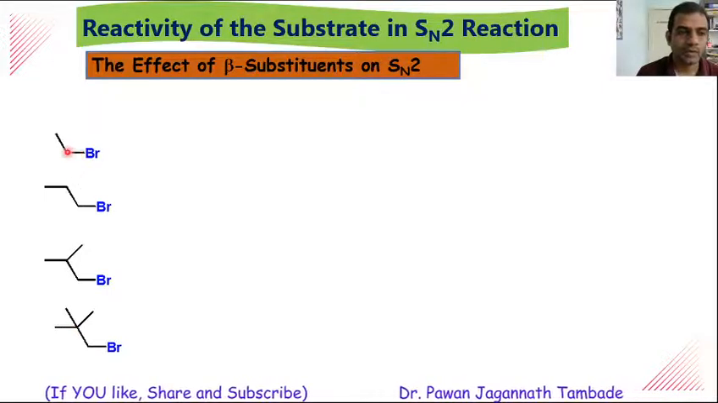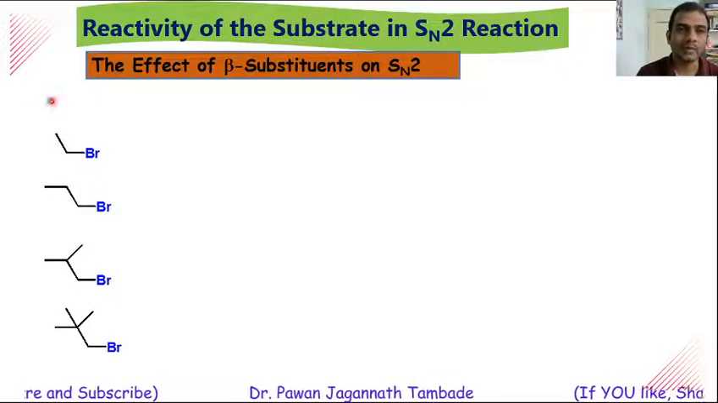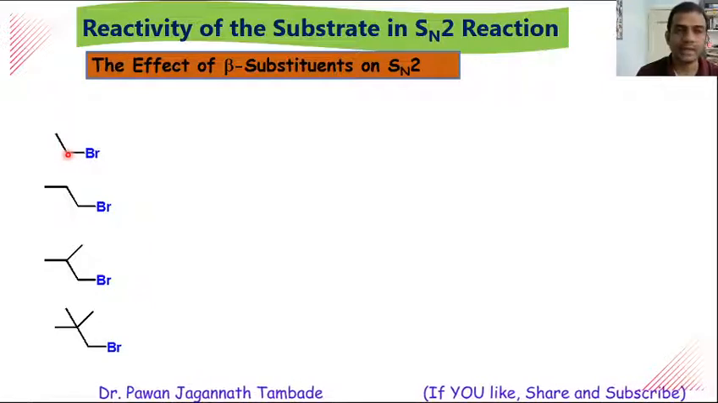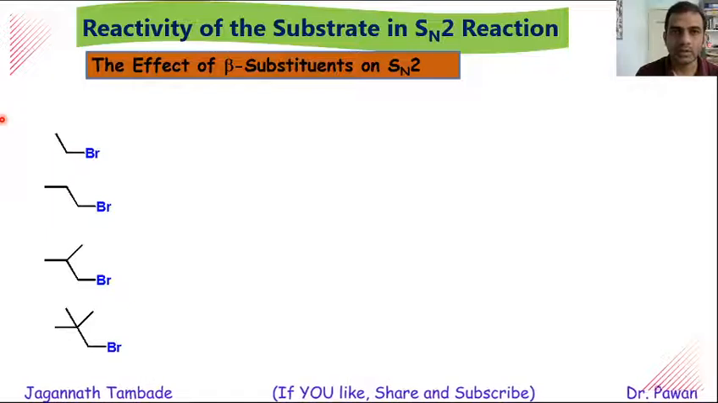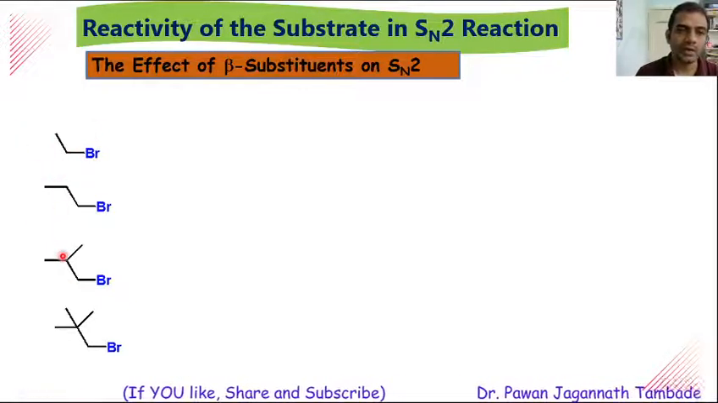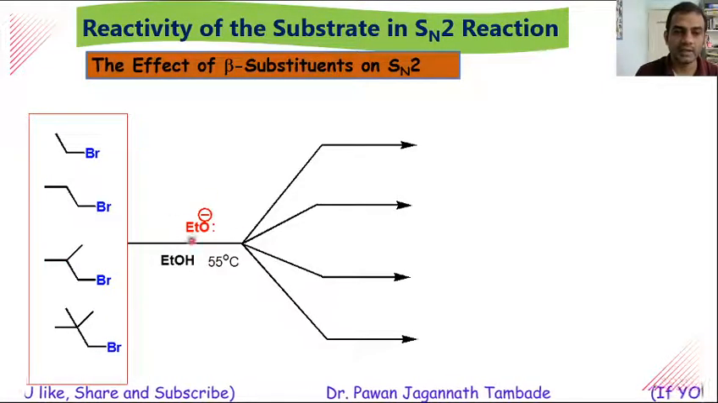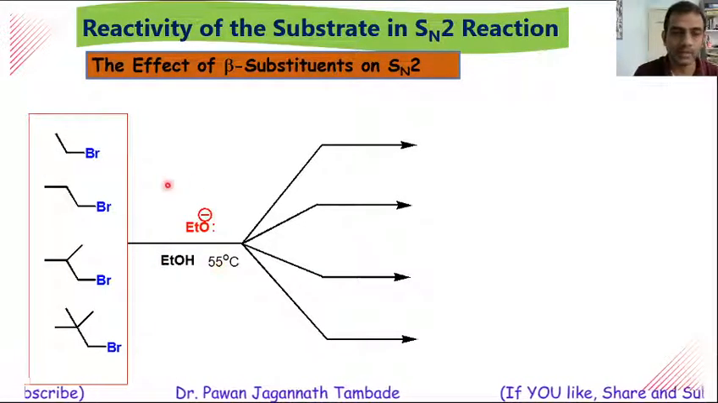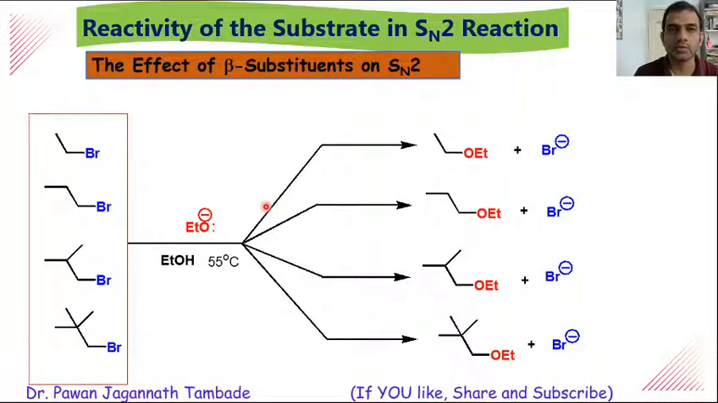Now the carbon to which the leaving group is attached is the same, but the beta carbon is substituted. So the crowdedness is not present at the carbon on which the leaving group is present, but it is present on the next carbon atom, that is, the beta carbon atom. When such molecules are allowed to react with some nucleophilic species like, say, ethoxide anion, in a suitable solvent like ethanol at some temperature, then we are expecting some product.